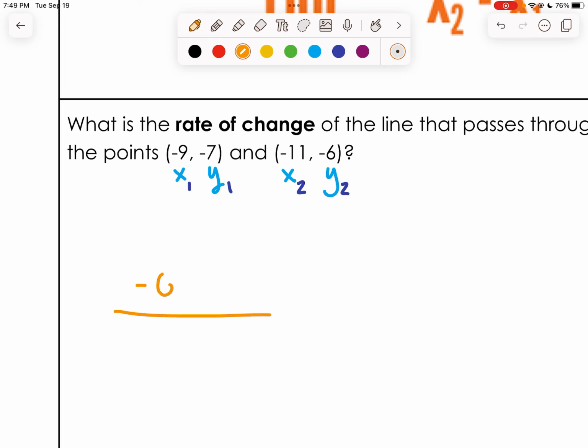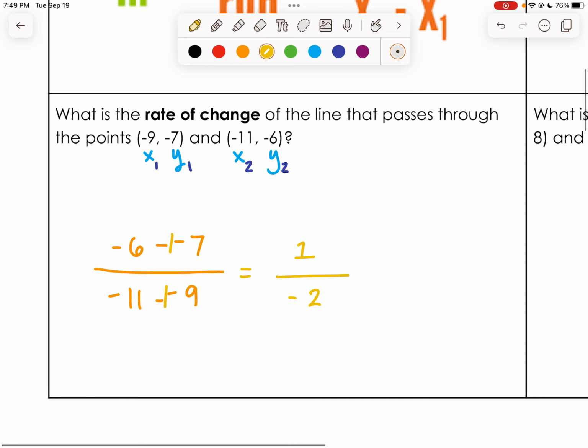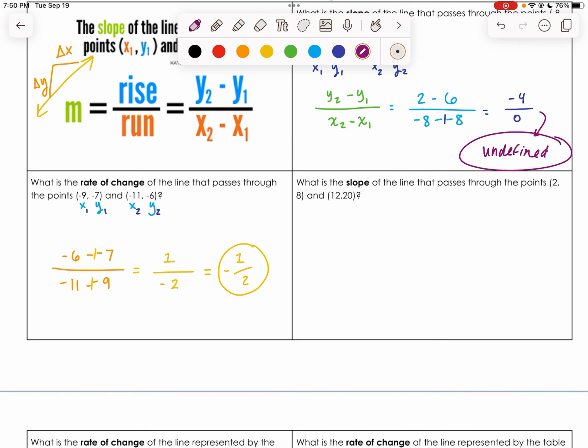And then again, I'm going to plug in. Negative 6 minus negative 7. On the bottom, negative 11 minus negative 9. And then we're going to add in our calculator or somewhere. So negative 6 plus 7 gives me 1. Negative 11 plus 9 gives me negative 2. So my overall slope doesn't need to be reduced at all. It really is just negative 1/2. If you leave it like this and circle it, I would still accept that. But remember, we usually like to put those negatives right in the front. So that looks good. Let's go through our last one.